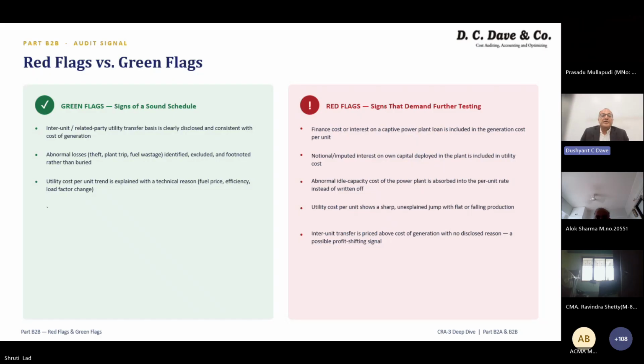Sometimes companies include interest on loans used for captive power plants. So finance cost, again, we are going back to our cost accounting standards on what is to be excluded and what is not to be included. Similarly, idle capacity cost gets loaded on the production. And transfer pricing issues also happen here when utilities are transferred between related units. You have to ensure that the transfer price is based on cost principles and is consistently applied. Otherwise, segment profitability will be misleading.